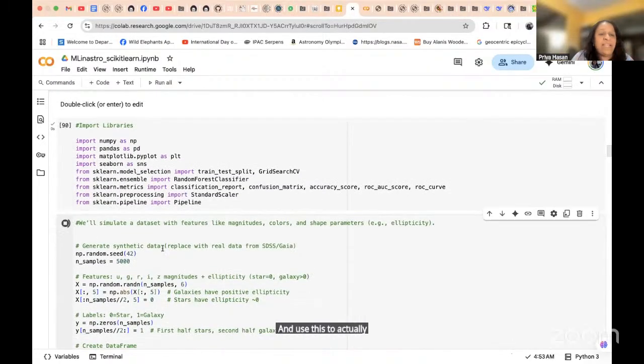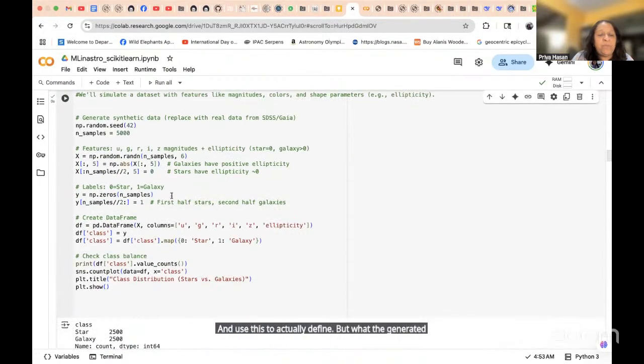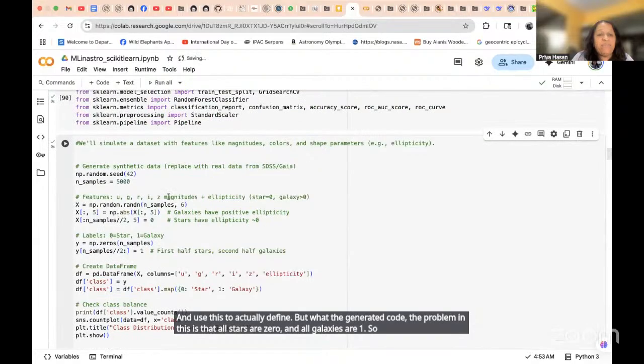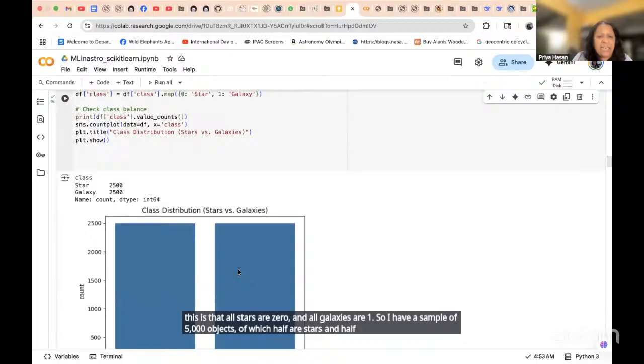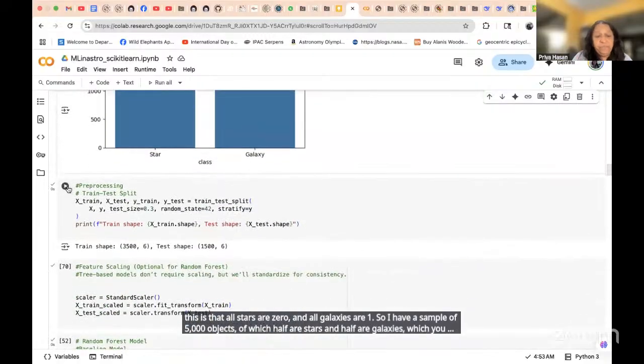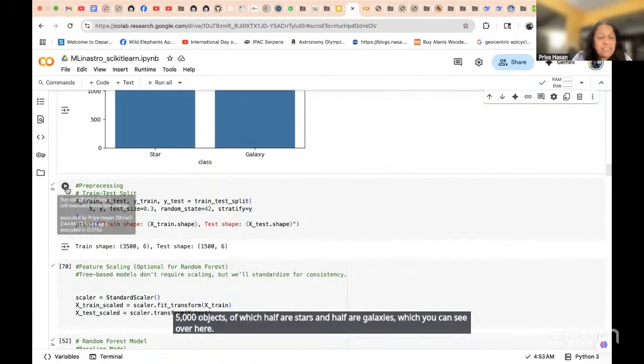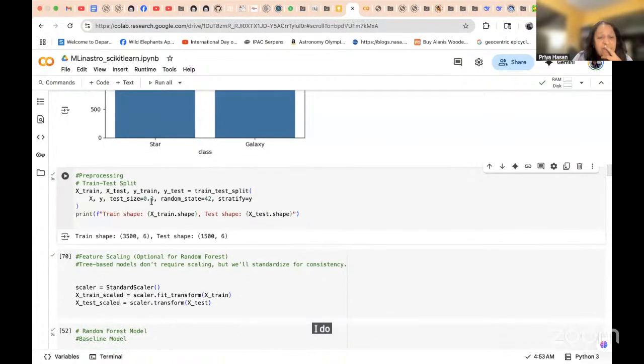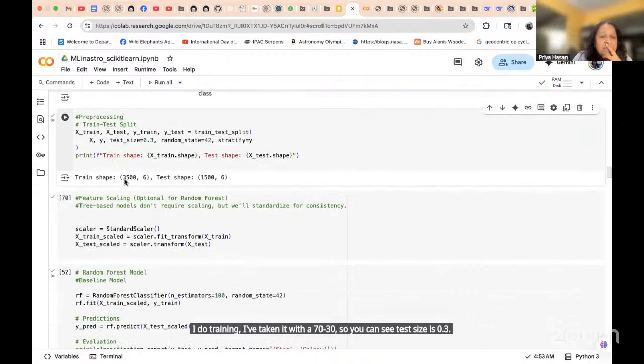In the generated data, all stars are 0 and all galaxies are 1. So I have a sample of 5,000 objects, of which half are stars and half are galaxies, which you can see over here. I then train it like we did for random forest. I've taken a 70-30 split. So you can see test size is 0.3. So one is 3,500, one is 1,500.